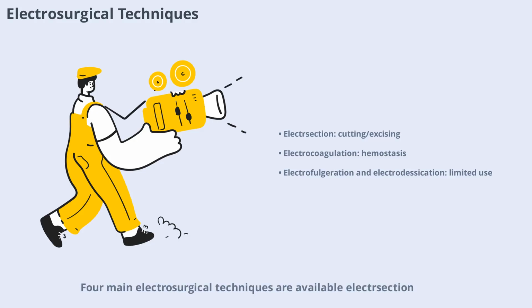4 main electrosurgical techniques are available: electric section, electrocoagulation, electrofulguration, and electrodesiccation. Electric section involves incising, excising, and planing tissue. Electrocoagulation is used to prevent hemorrhage. Electrofulguration uses high voltage current and has limited dental application. Electrodesiccation, which uses a dehydrating current, is rarely used due to its potential dangers. Each technique serves a unique purpose in surgical practice.